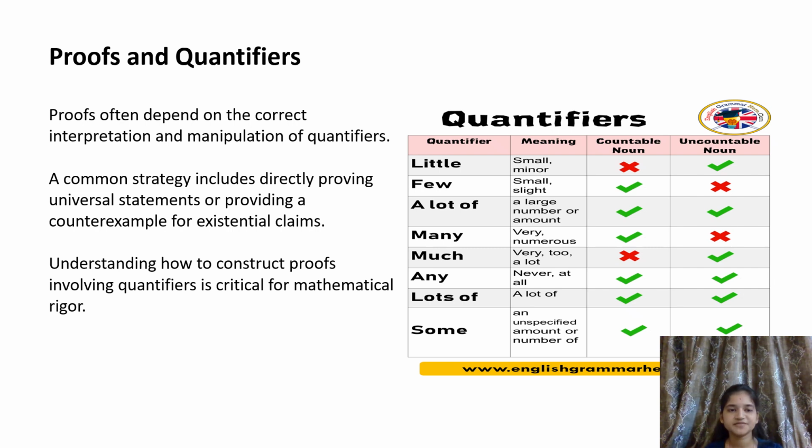Proofs and quantifiers. Proofs often depend on the correct interpretation and manipulation of quantifiers. Common strategies include directly proving universal statements or providing a counterexample for existential claims. So here, understanding how to construct the proofs involving quantifiers is critical for mathematical rigor. These are used very often in mathematical structures.